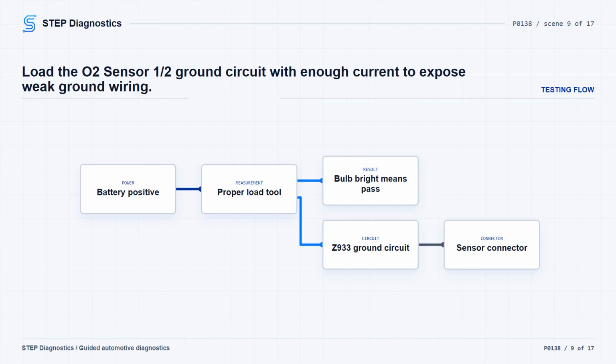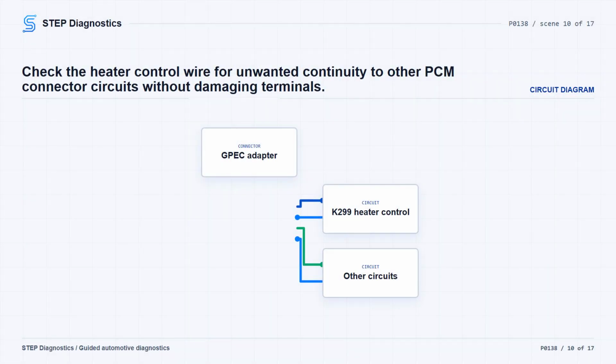Many high-impedance test lights draw less than 0.1 amps, so the tool used for this load test should draw more than approximately 0.75 amps. The bulb should be illuminated and bright. If it is not, repair the ground circuit for an open or high resistance, then verify the repair and confirm the code stays gone. If the ground passes, isolate the O2 sensor 1/2 heater control circuit.